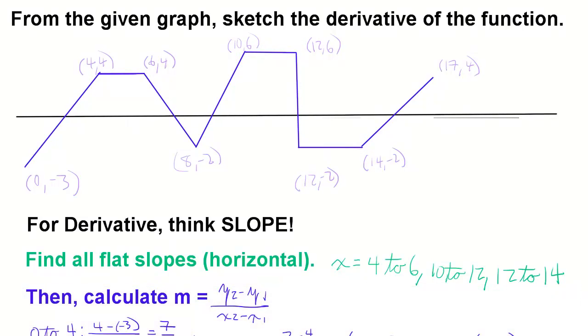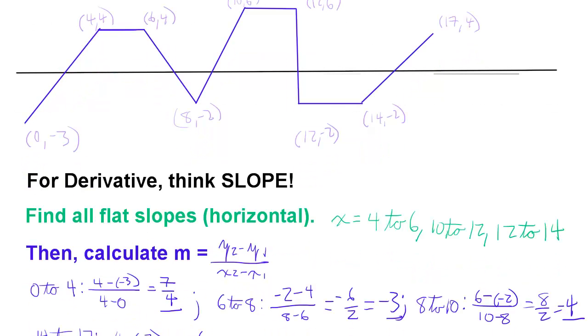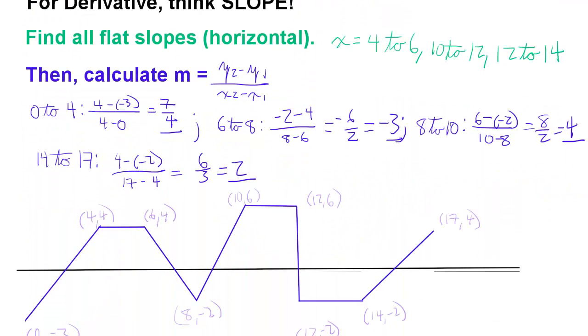Next, we actually want to calculate the slope. Remember, m equals y2 minus y1 over the quantity x2 minus x1. Hold on a second, I'm going to scroll down a little bit. And then you can see I've calculated this for all those points where it turns, say from 0, -3 to 4, 4. These are the x values, 0 to 4, 6 to 8, 8 to 10, and 14 to 17. So basically I've done the math right there. I'll scroll up so you can see that. Okay, now I'm going to scroll down again.